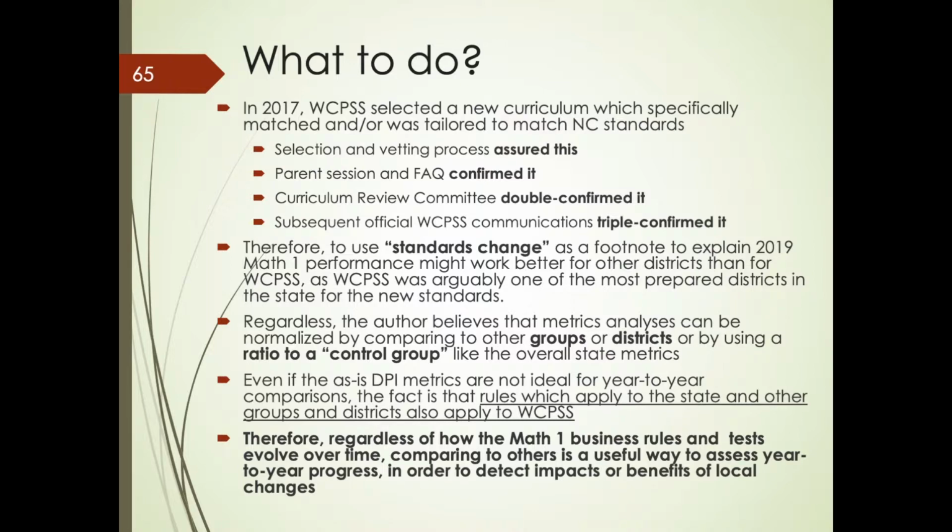That's the only way we can really know if Wake County is experiencing something different than the rest of the state. Even if the as-is DPI metrics are not ideal for year-to-year comparisons, the fact is that the rules that apply to the state and other groups and other districts also apply to Wake County public school systems. Therefore, regardless of how the Math 1 business rules and tests evolve over time, comparing to others is a useful way to assess year-to-year progress in order to detect impacts or benefits of local changes.